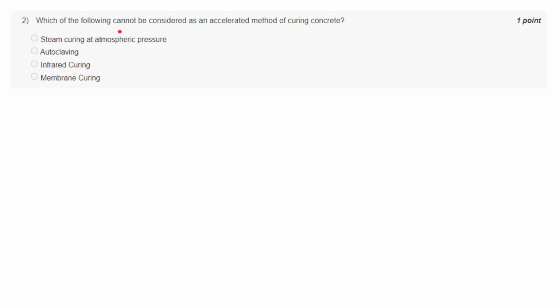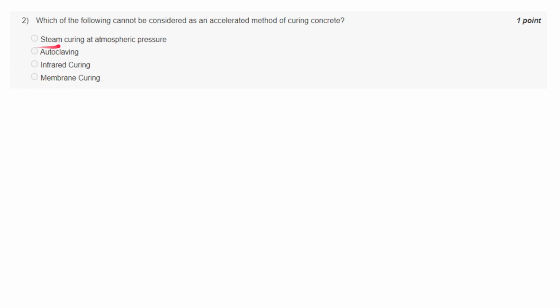Which of the following cannot be considered as an accelerated method of curing concrete? Which out of these four can be an accelerated method? First is steam curing at atmospheric pressure. Second is autoclaving, that is steam curing at higher pressure. Thirdly is infrared curing, and fourth is membrane curing.